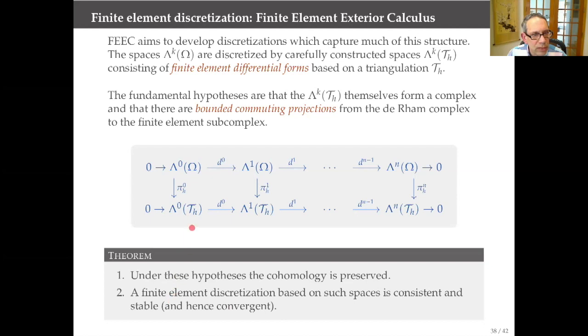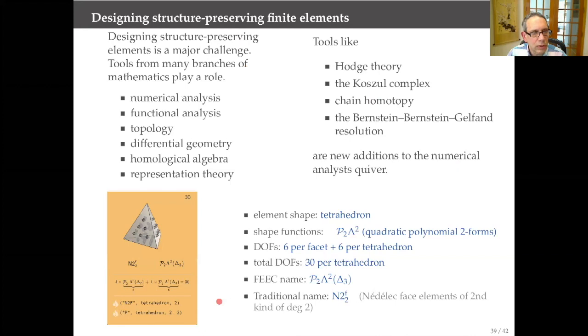And if you use spaces that satisfy those hypotheses, for finite elements, you get consistency and stability, and so convergence. And then to close, the last question would be, how do you actually find spaces of finite elements, spaces of discrete differential forms that satisfy those hypotheses, which are quite abstract?